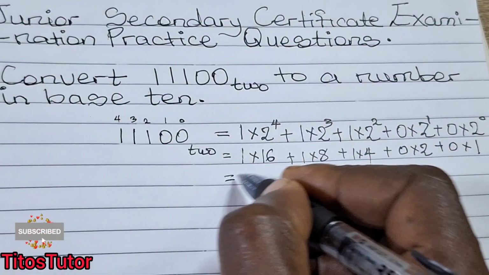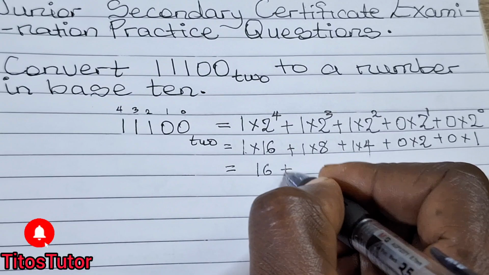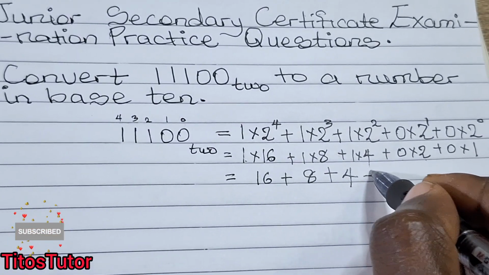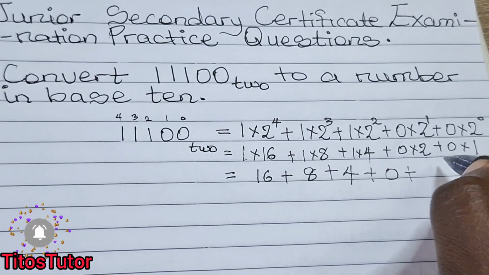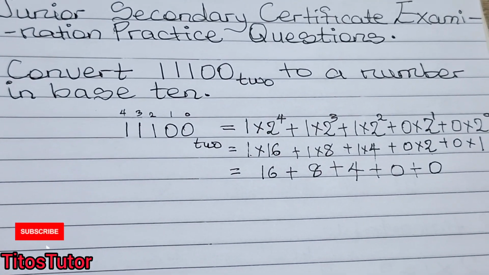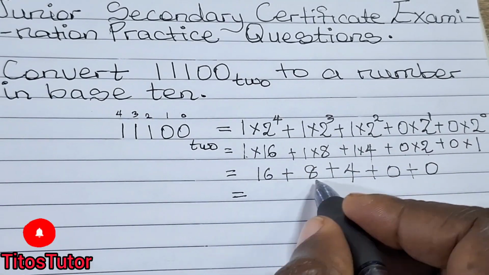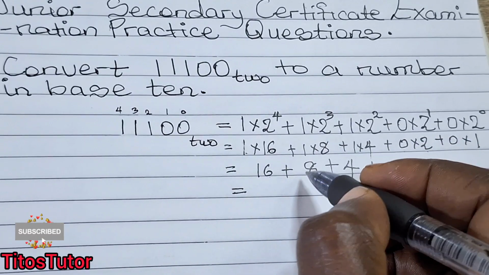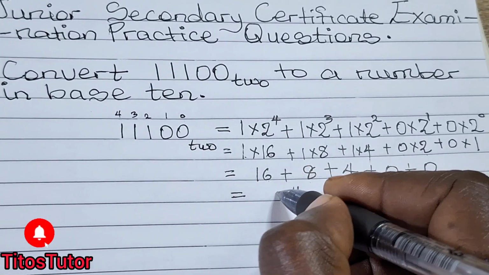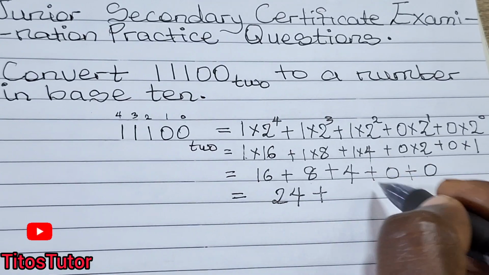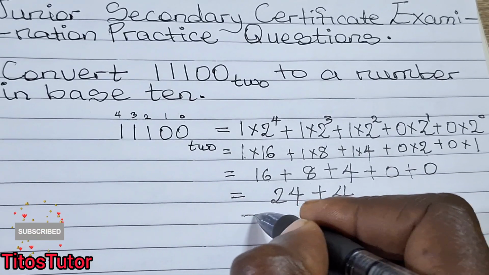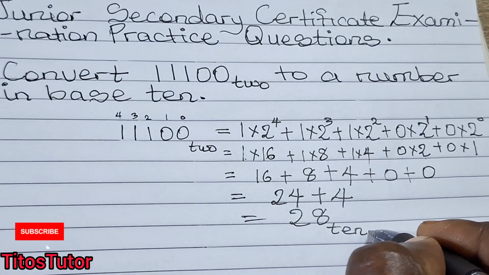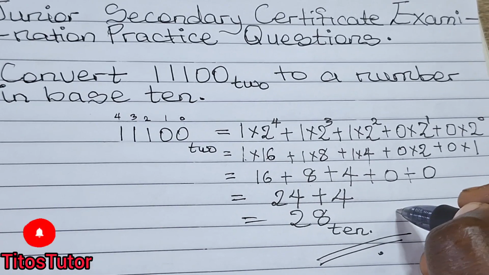We're simplifying further. This times this, 16 plus 8 plus 4. Anything multiplied by 0 is 0. Anything multiplied by 0 is 0 as well. Okay, so I'm going to add these two numbers together first. 8 plus 16 is 24, plus the 4 here, which is 28. Final answer is 28 in base 10, and I am done.